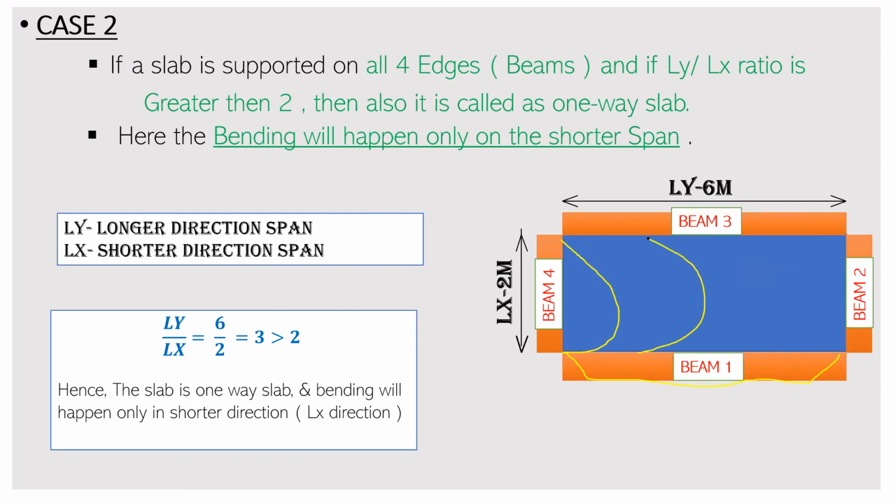So it's going to bend completely like this, in this fashion. So this is what happens in a one-way slab when it is supported on all four edges. We'll try to understand this in a better way.